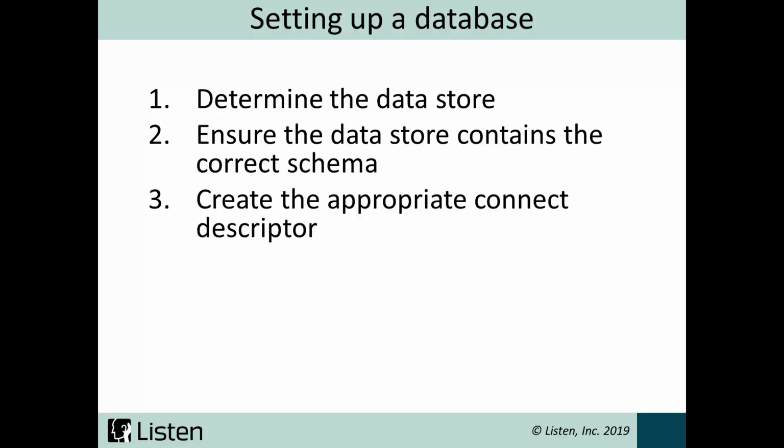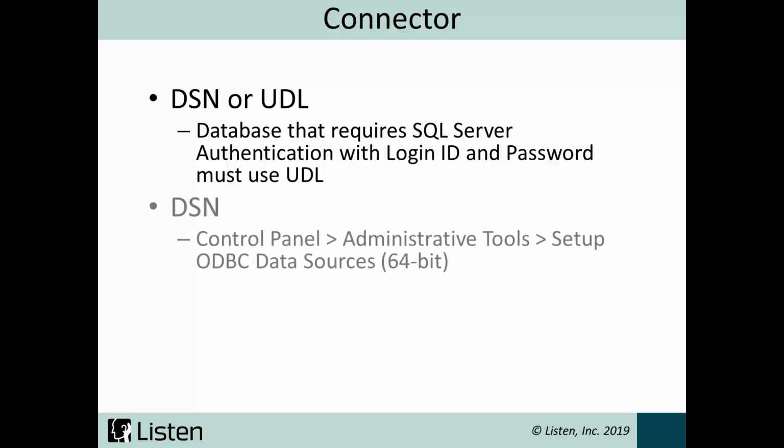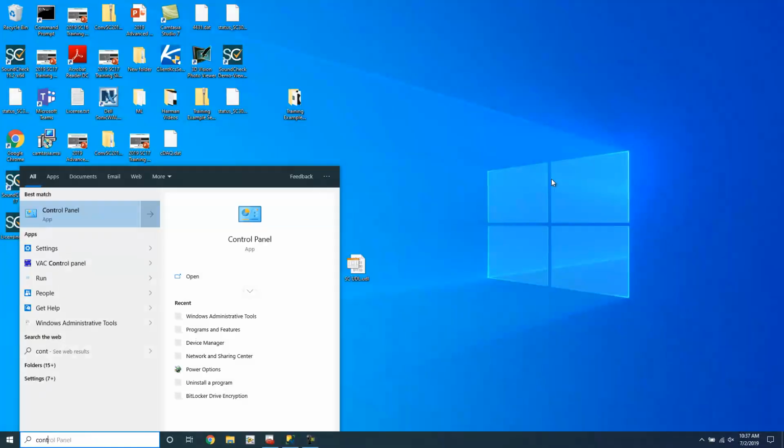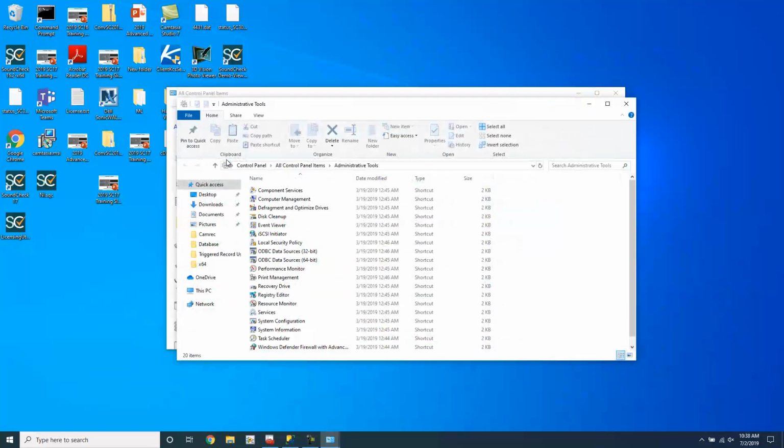Our next step will be to create the appropriate connect descriptor. For the connector, we have 2 options, DSN or UDL. One caveat is if you're using SQL Server authentication with login ID and a password, you must use UDL. I'm not using that type of authentication, so either will work for me, but I'm going to start with DSN. To configure this, we'll go to Control Panel, Administrative Tools, and then Set up ODBC data sources, and again, this must be 64-bit.